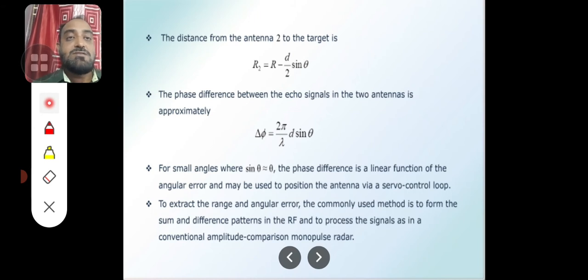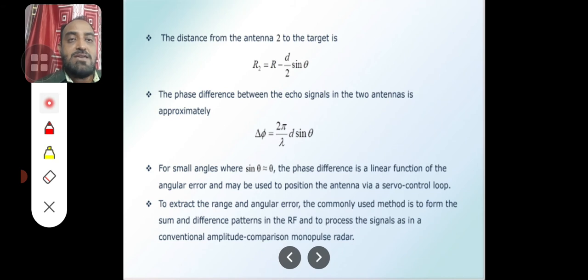And the phase difference between the echo signals in the two antennas is approximately delta phi equal to 2 pi by lambda d sin theta. We know d and we know the angle theta. So this is the phase difference.